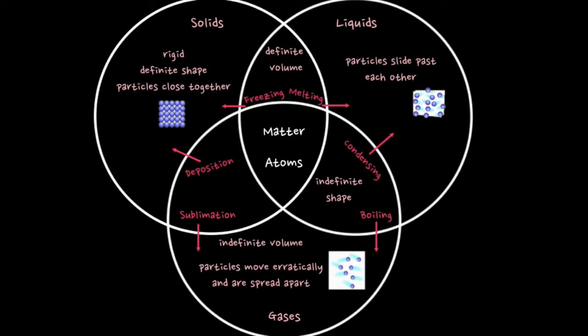Gases, on the other hand, have an indefinite volume, an indefinite shape, and the particles are able to spread apart and move erratically about the area. Because of their indefinite volume, they are able to be compressed.